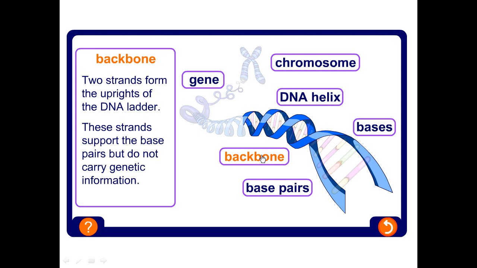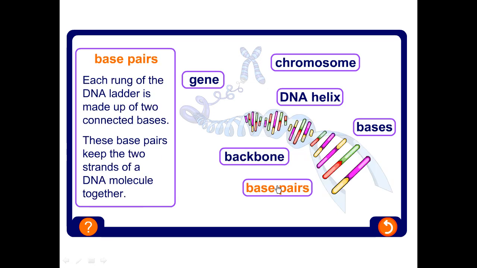Then you have the backbone. Two strands form the uprights of the DNA ladder. These strands support the base pairs but do not carry genetic information. So the backbone supports the structure, but it is important to remember that it is not carrying any genetic information.